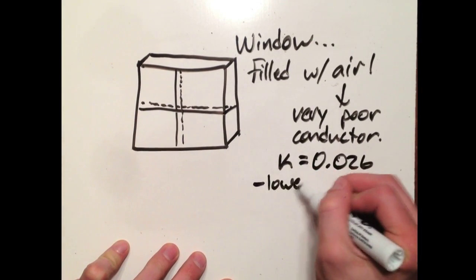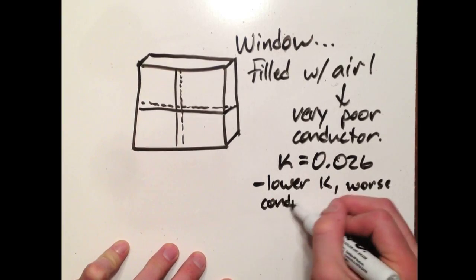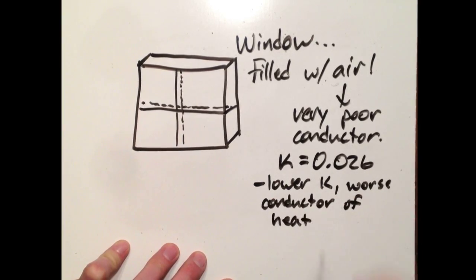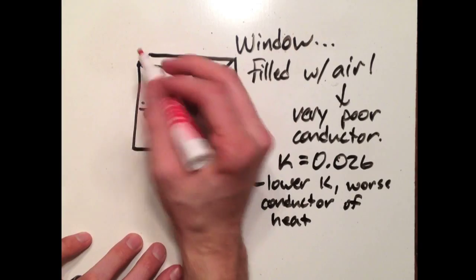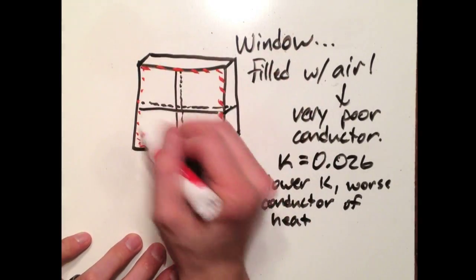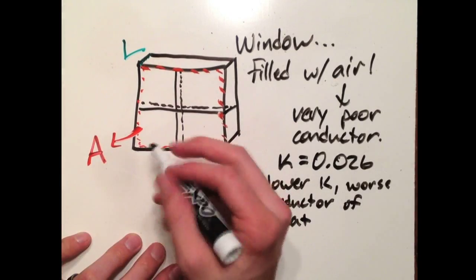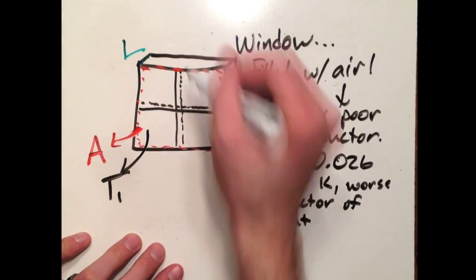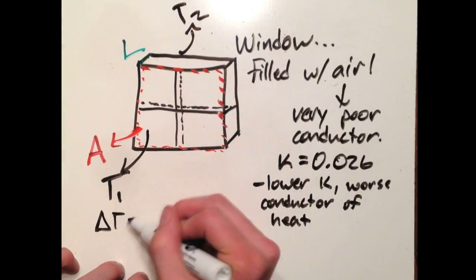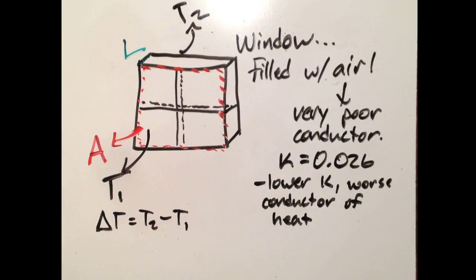It has a K value of 0.026. The lower the K value, the worse the conductor of heat. For instance, feathers have a similar K value. So the variables here would be A, the surface area of the window, L would be the thickness, and the two temperatures would be the temperatures on both sides of the window.